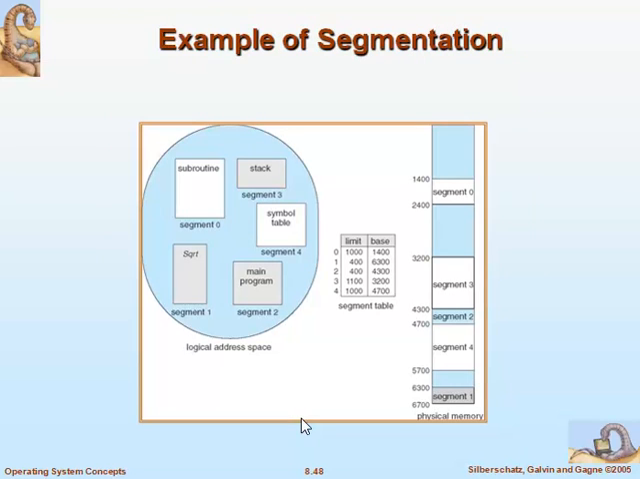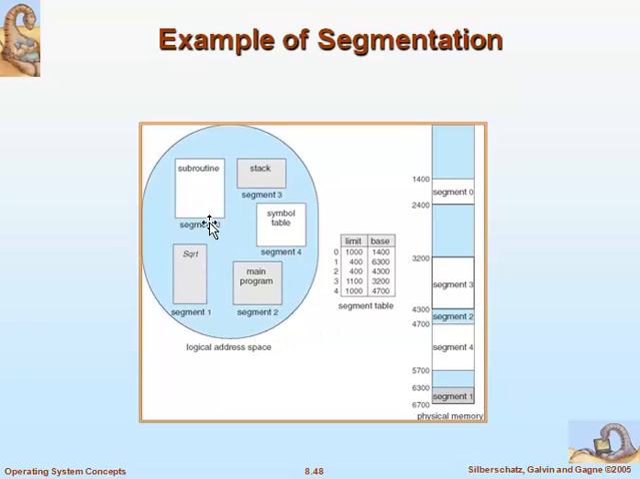So this is the example. In the example, you can see here the logical address space of the user's view. We have a subroutine, a stack, a symbol table, the main program, and SQRT. So our program is divided into these many segments: segment 0, segment 1, segment 2, segment 4, segment 3. Our program is divided into a total of 5 segments, and these 5 segments will have an entry in the segment table. So for each segment there is one entry.